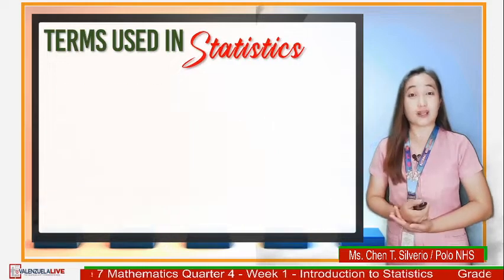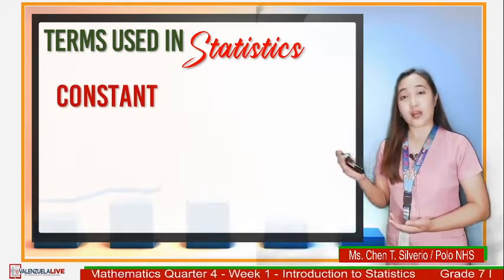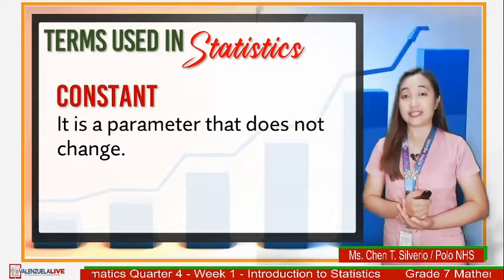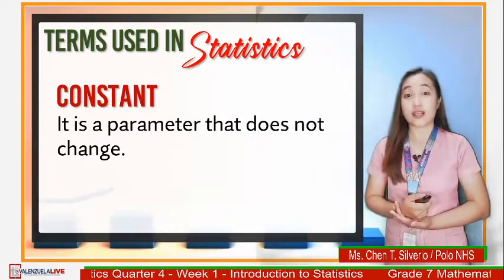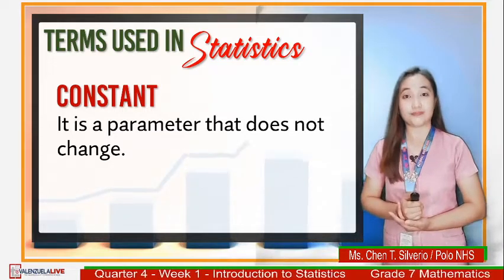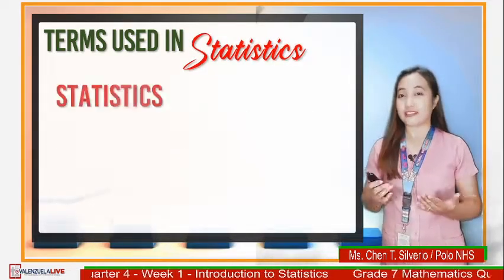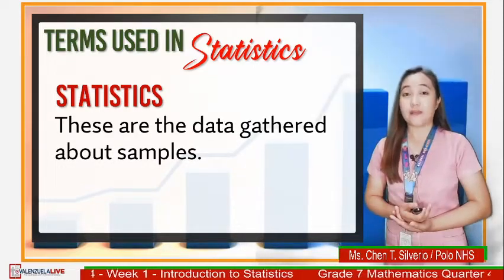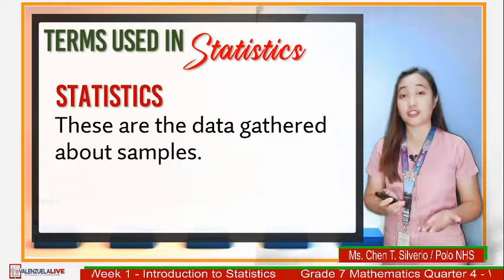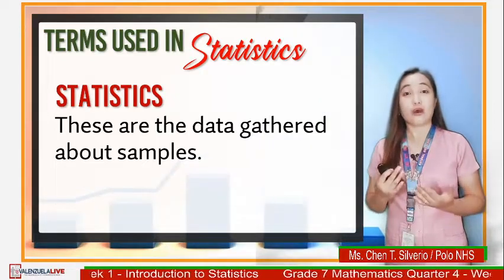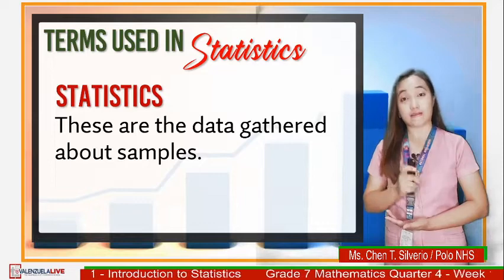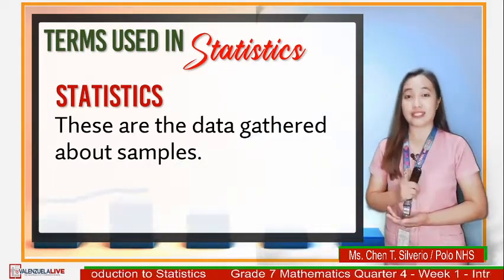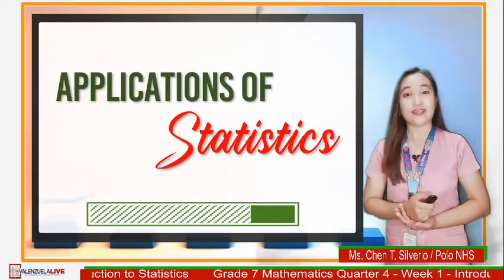Next term is the constant. It is a parameter that does not change. Simply, in statistics, this refers to something that is not variable. And the last term is statistics. If in parameter we summarize the data of an entire population, in statistics we only summarize the data from the sample. Let us have an example using the different terms in statistics by applying it in a real-life situation.